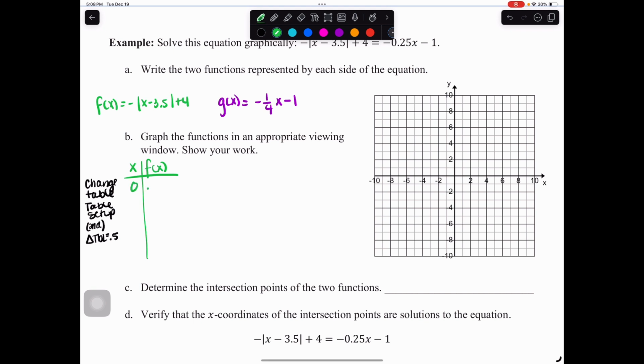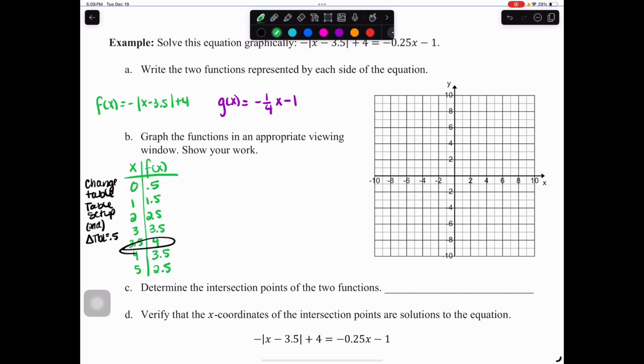So now I can put 0.5, 1, 1.5, 2, 2.5, 3, 3.5. And then we were able to find that critical point where it turned, 3.5, 4. And then it starts to go down again. So we'll have 4, 3.5, and 5, 2.5. And again, we can see here where it turns. So now we'll go to the graph and we'll graph this to the best of our ability.